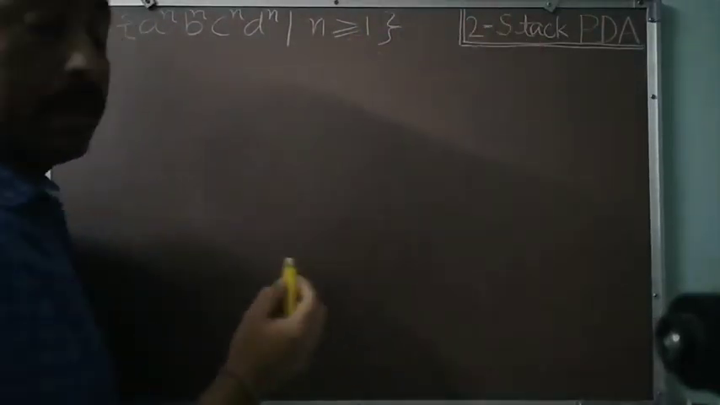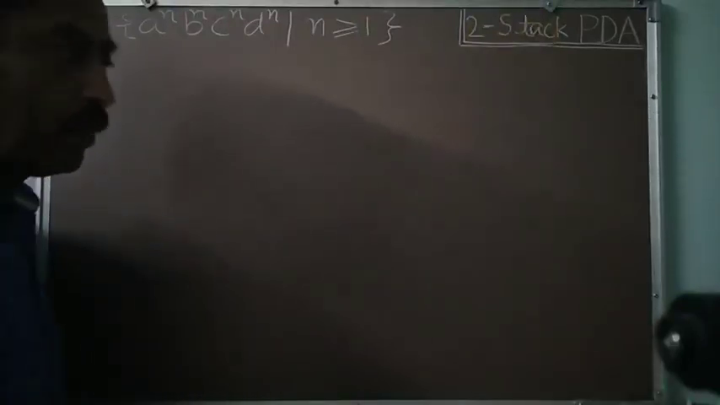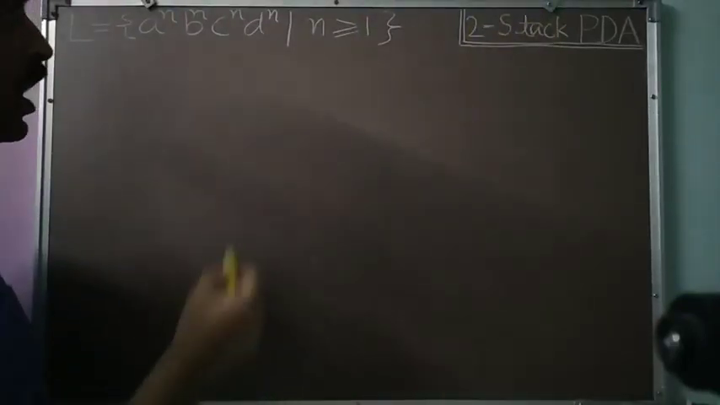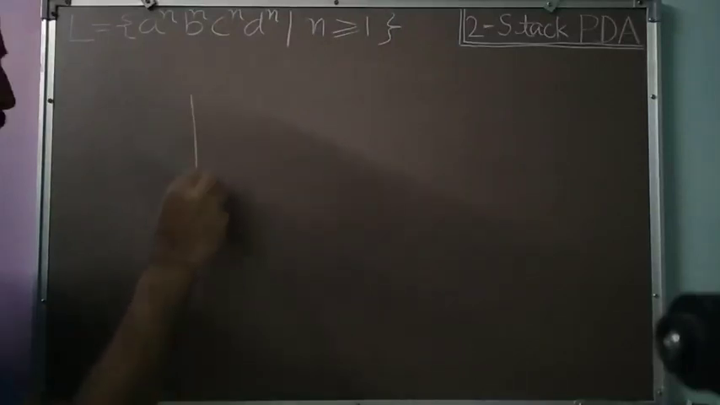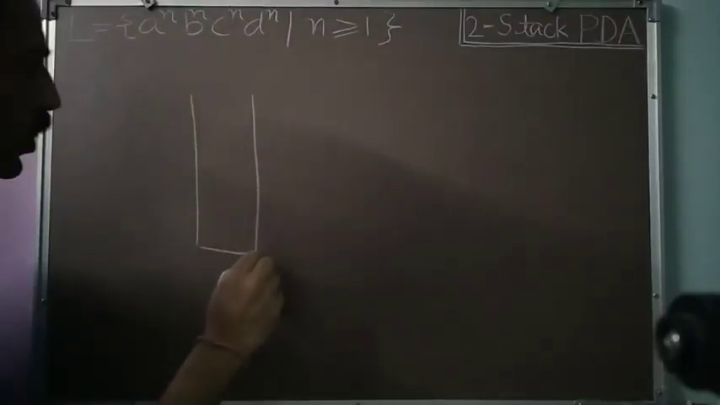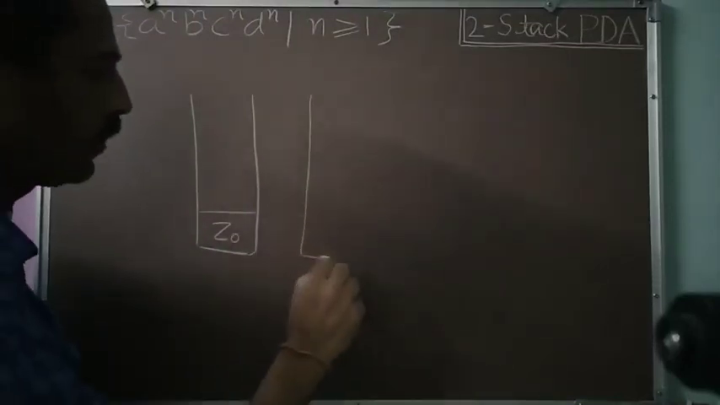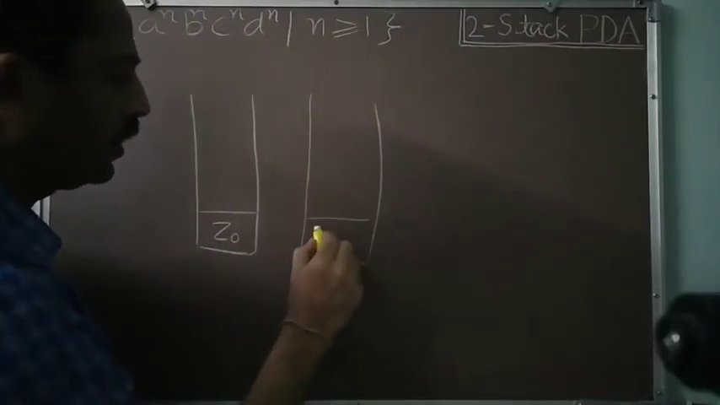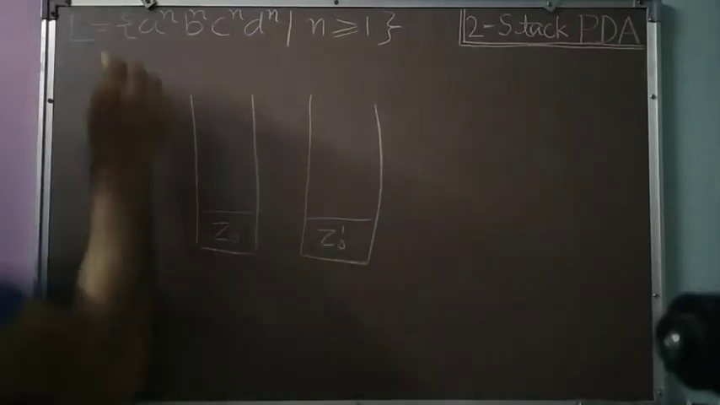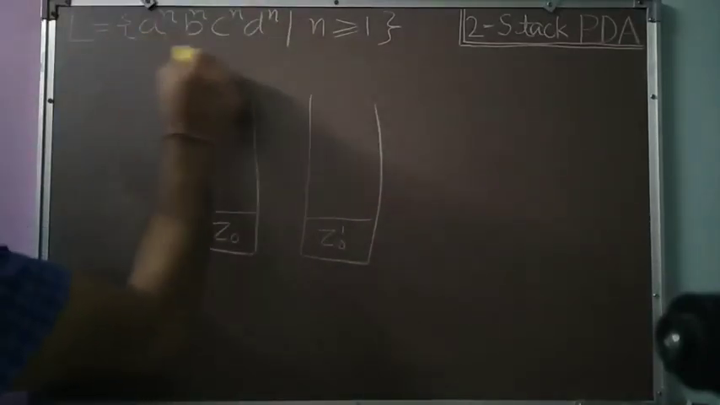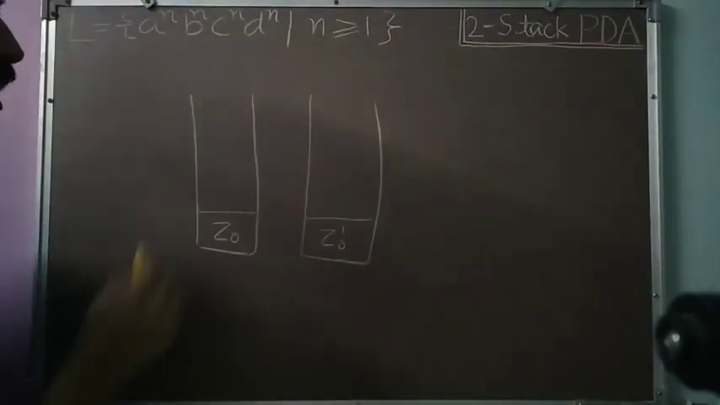So that's why 2-stack PDAs are important. We need not add more stacks. Let us see how we can do it. Let us assume we are having two stacks, one with the initial symbol Z0 and another with the initial pushdown store symbol Z0 dash. Now suppose we have to test a word from this language.